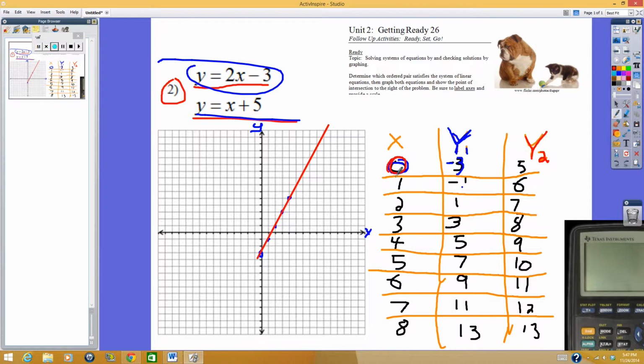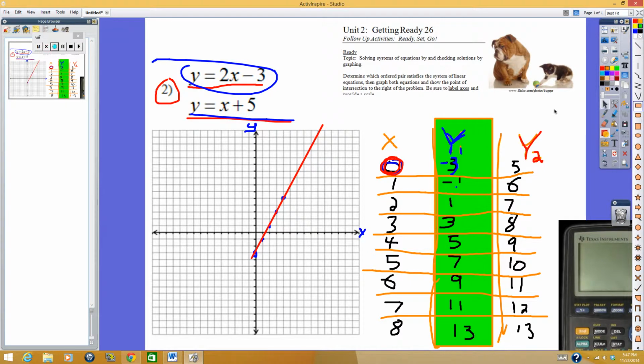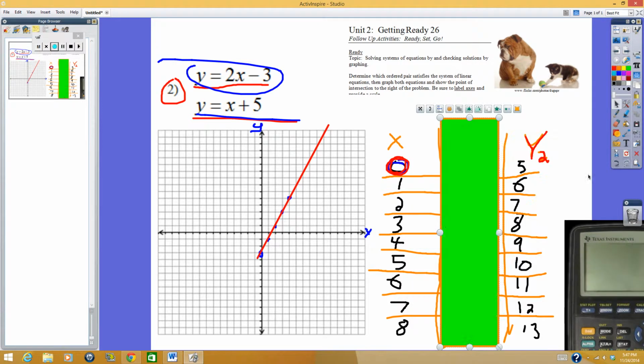When x is 0, and in my mind, guys, I'm blocking out this. Let me cover it. I don't care about that right now. I'm graphing x and y2. I'm graphing the y2 values. So when x is 0, y2 is 5. So go to 0 for x, 1, 2, 3, 4, 5.